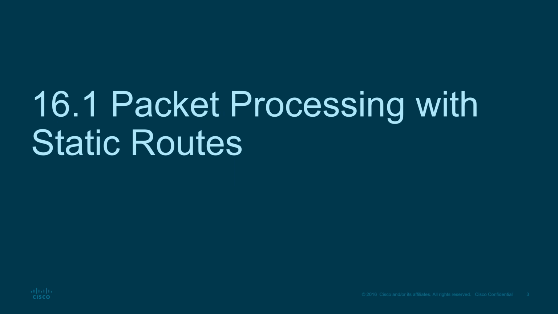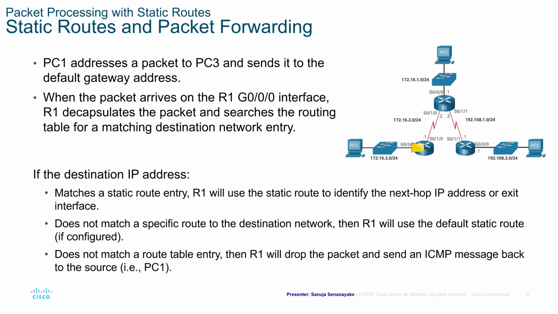Packet processing with static routes. Static routes and packet forwarding. In this diagram on the right hand side, PC1 addresses a packet to PC3 and sends it to the default gateway address. So PC1 is trying to reach PC3 across this network, and the packet is addressed to the default gateway. The default gateway is right here on the R1 side, G0/0.